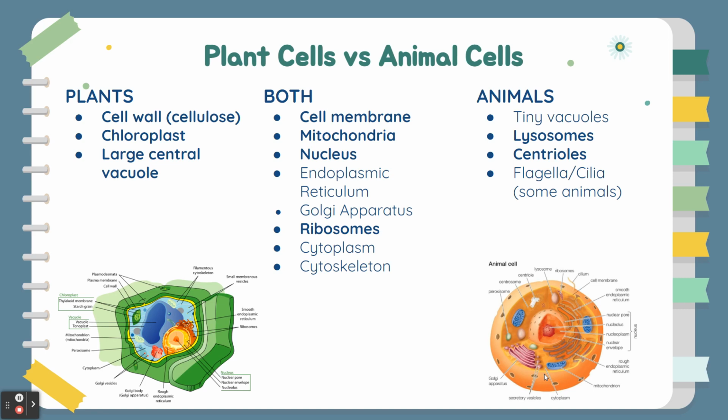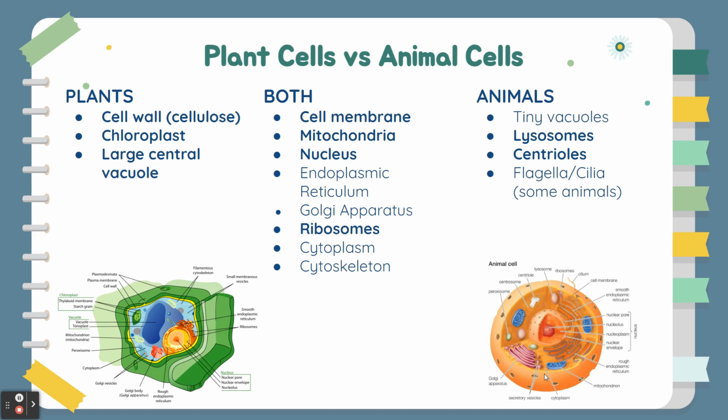And then because some animals need something to move, they also have flagella and cilia, whereas plants do not. All right, that brings us to their shared organelles. Both plant and animal cells share several essential organelles. The cell membrane, also known as the plasma membrane, controls the passage of substances in and out of the cell. Mitochondria, present in both plants and animals, is responsible for energy production through cell respiration.